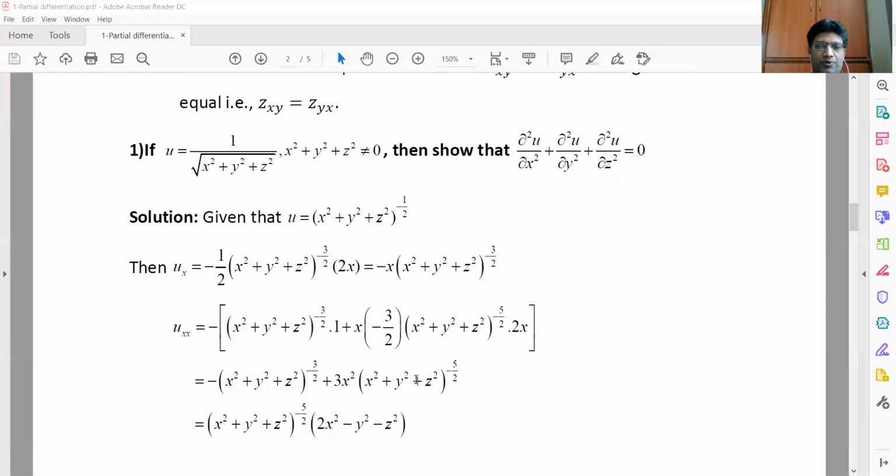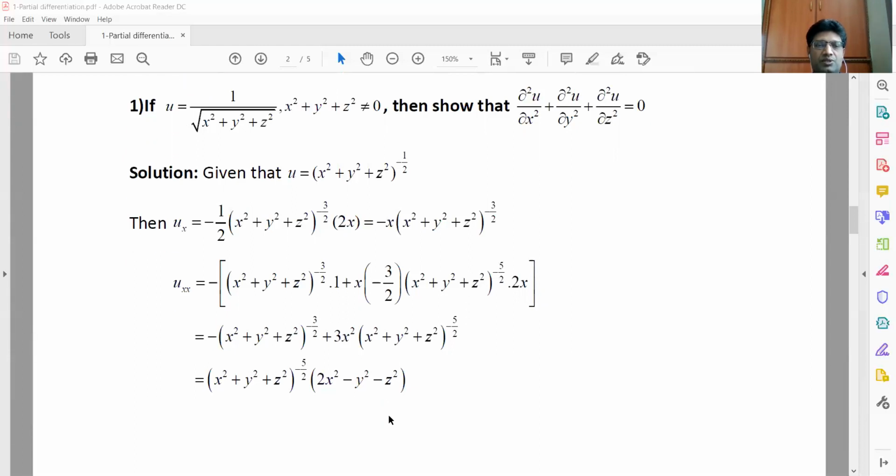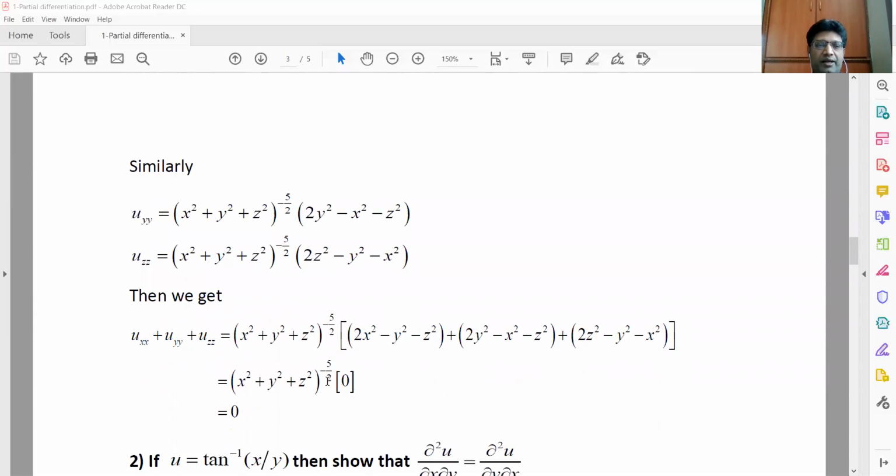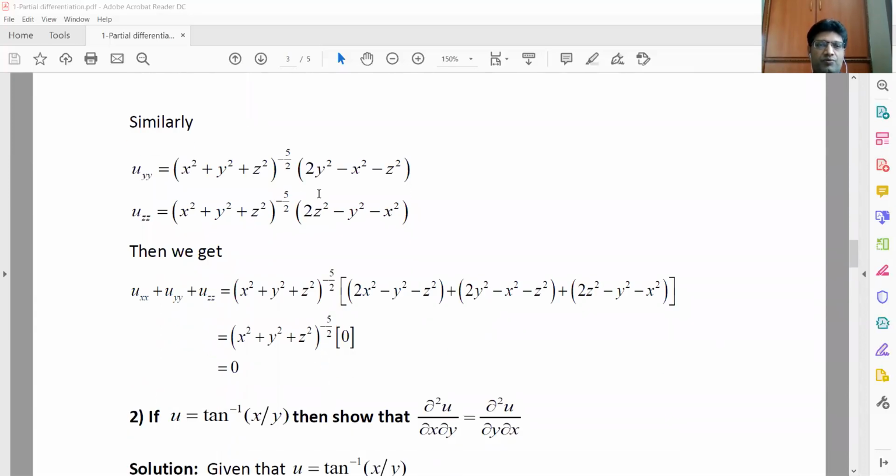So if you take out x square plus y square plus z square whole power minus 5 by 2 as common, then we will get here minus x square plus y square plus z square. So 3x square minus of this becomes this one. So this is u sub xx. Similarly, u sub yy you can calculate, u sub zz. So if you add all this, in all this term is common. So we take this outside, and we write the remaining terms in brackets.